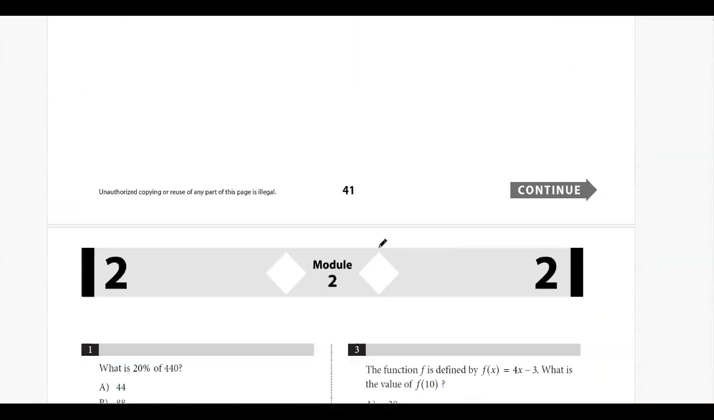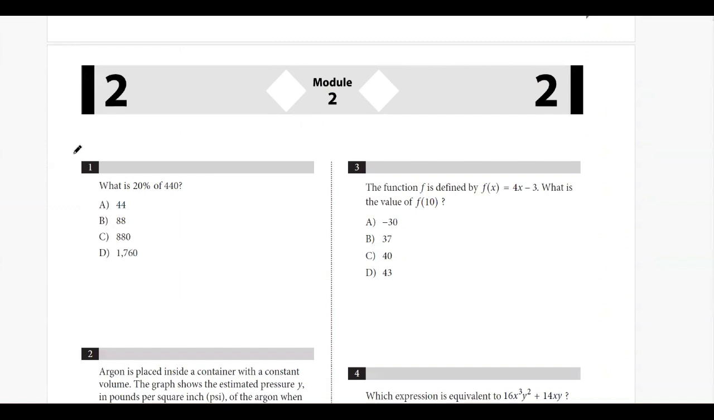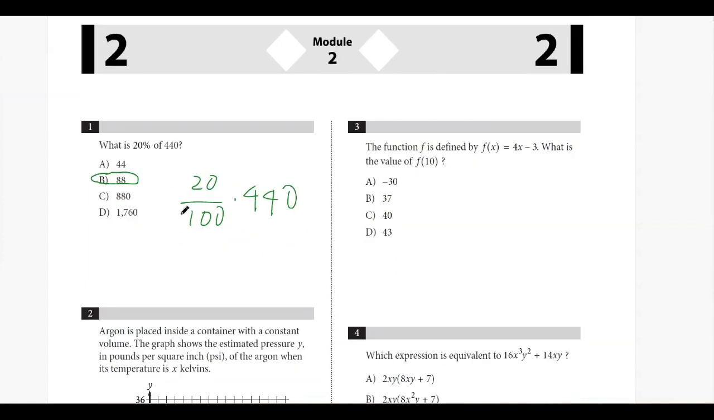And moving on. What is 20% of 440? All I gotta do is 20 divided by 100 times 440, and that's 88.